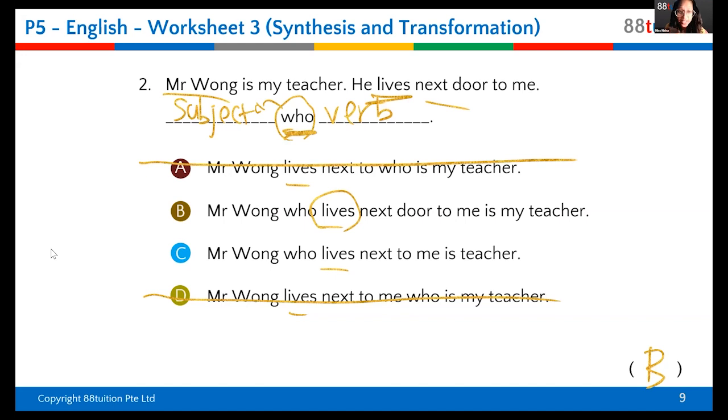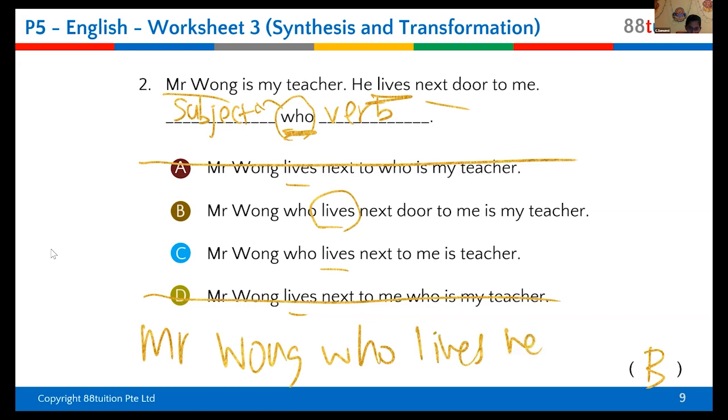One more thing, these answers are not very good. Let me tell you a trick. When there's two sentences like this, you look at, I mean, the answer is correct. B is correct. There's nothing wrong. But a better answer will be this. Mr. Wong, who lives next door.